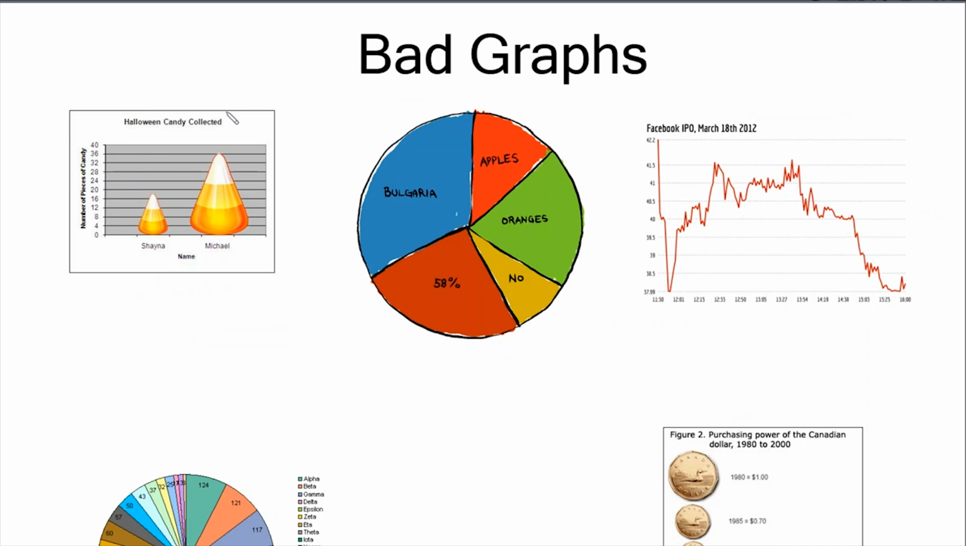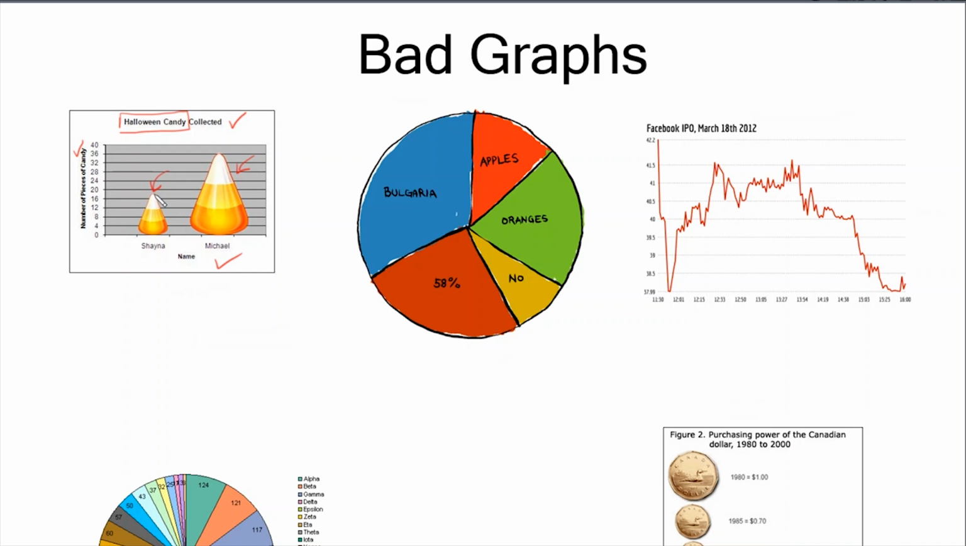So, Halloween candy collected. Well, we have a title, that's a good tick. And look at that, we've got an x and a y-axis. But what is the information that we're looking at? Well, Shayna and Michael and how much Halloween candy they've collected. First of all, we're told that it's Halloween candy. So why do we need to know with this image? It's irrelevant. I mean, it looks a little bit cool, but it is irrelevant, and we're just trying to get information when we're dealing with graphs.